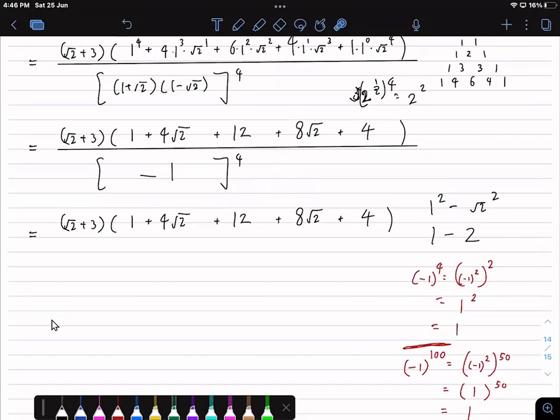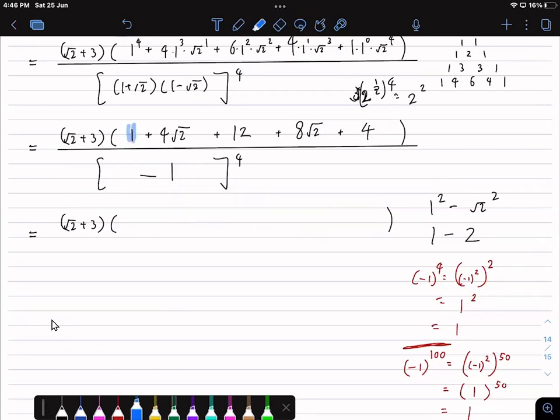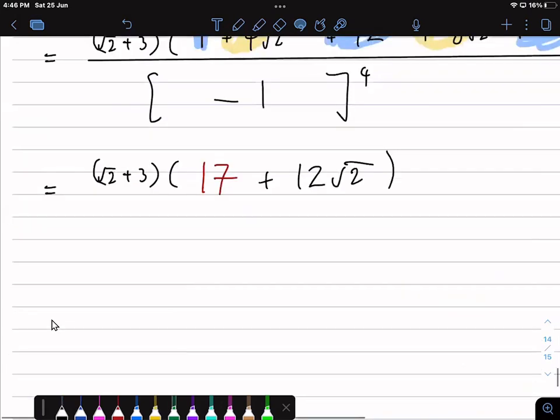Then the numerator now can be simplified. Let's just collect like terms here. I'll highlight it. 1, 12, 4. What do you get? 17. 4, 8. You get a 12 root 2. Then you multiply out. So this, that. Let's just do it. 17 root 2. Root 2 times 17, 17 root 2.